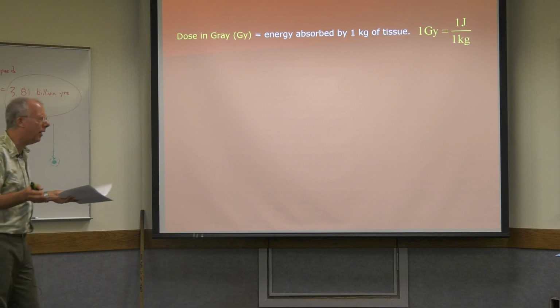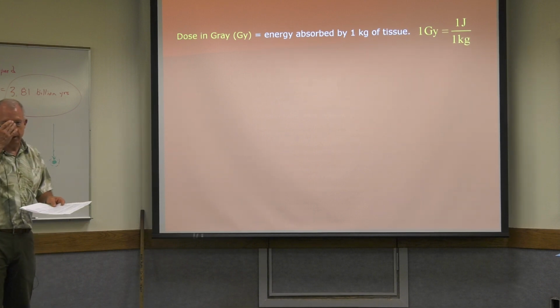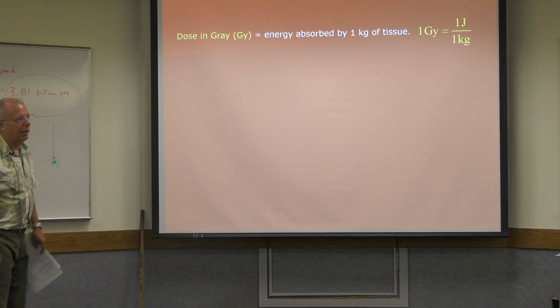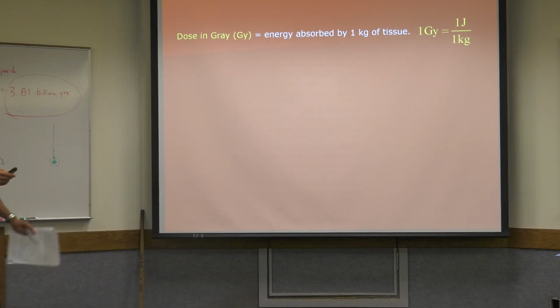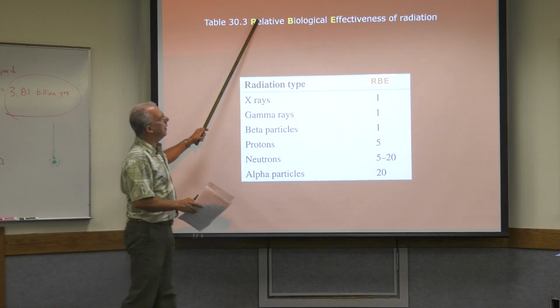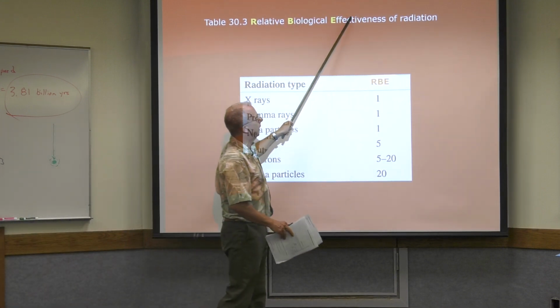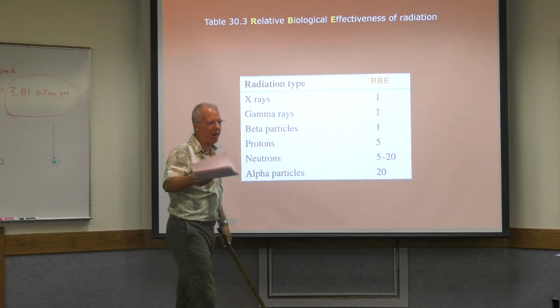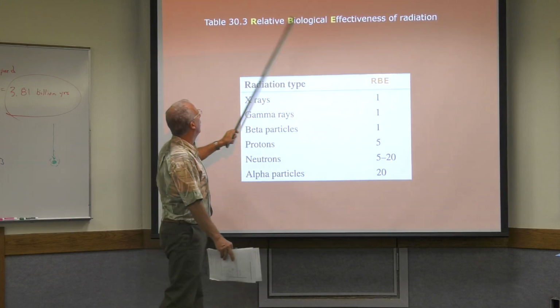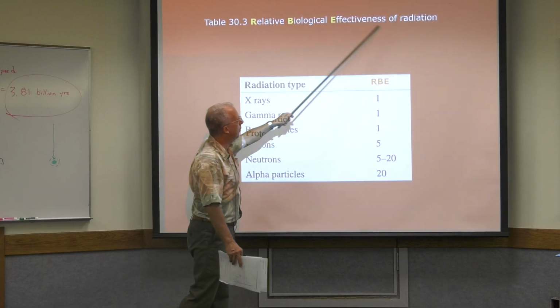Awesome. Now, here's the thing though, each type of radiation has different biological effects. So how do you incorporate that? This is incorporated in something called the relative biological effectiveness. Well, who's going to say that all the time? So they just call that the RBE, the relative biological effectiveness of radiation.